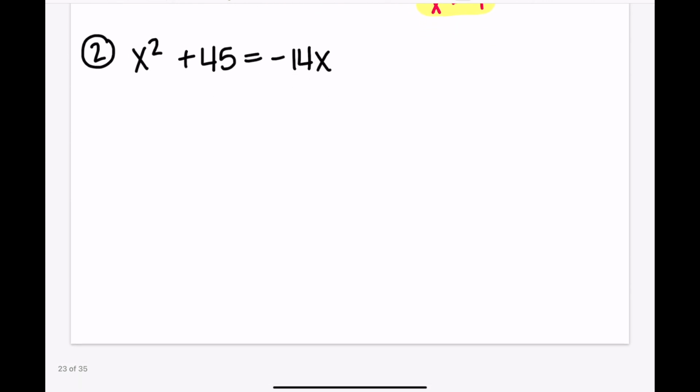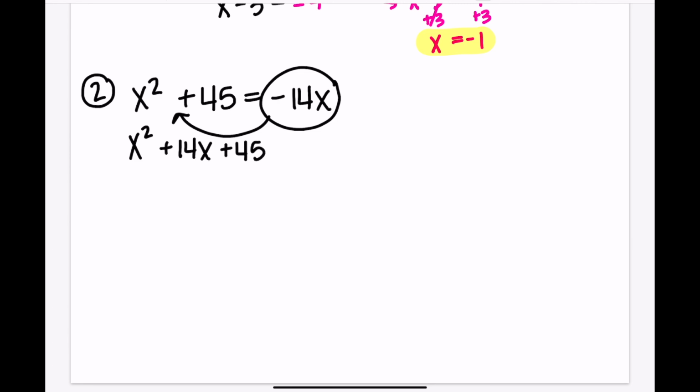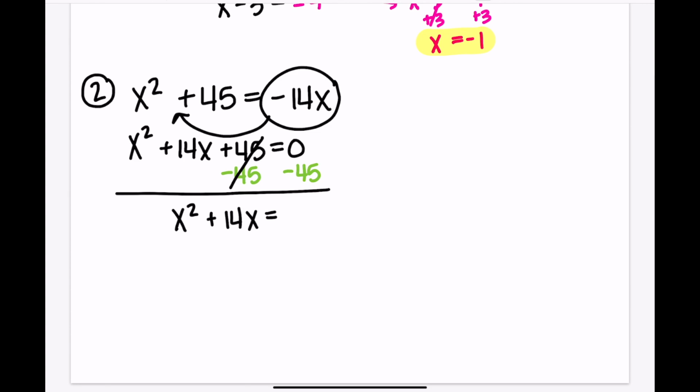All right, one more, just to drive it home. Okay, this one is kind of all scrambled up. It's not in standard form yet, so we need to rearrange it first. So we're going to do x squared. We need to bring this negative 14x over here, so we'd have to add 14x on both sides. Plus 45 equals 0. All right, now we can move the c value over. Okay, so that gives us x squared plus 14x equals negative 45.